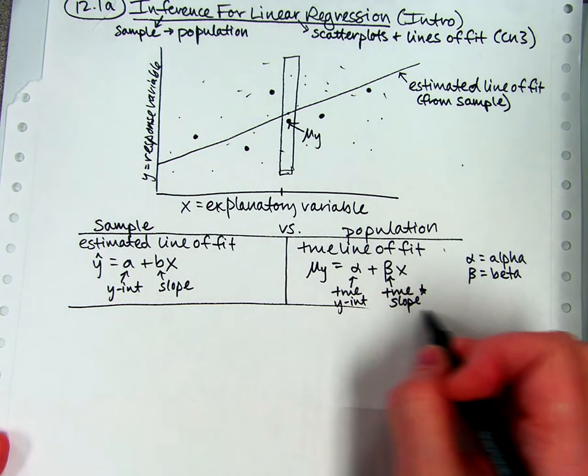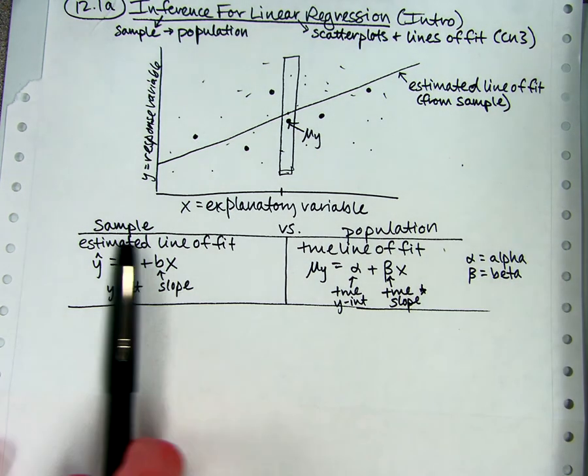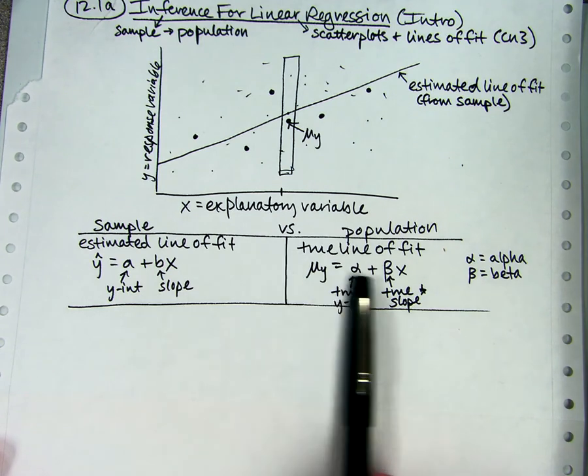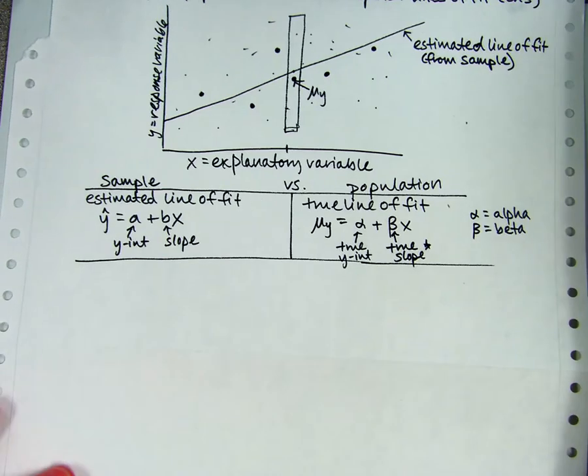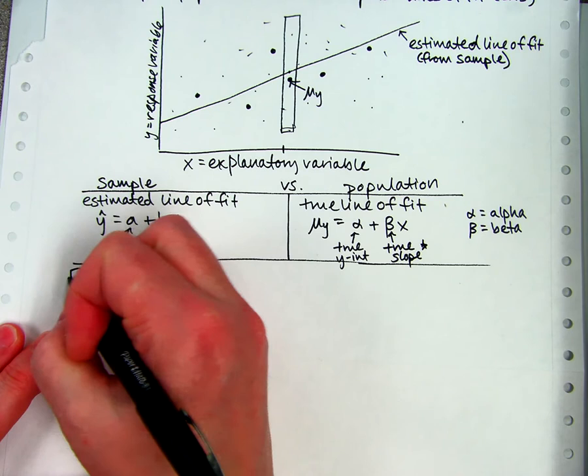So that is where we're headed with this. We're going to use what we can do with our sample to predict the population line of fit. And for this class, we're going to keep it simple and focus on the slope.